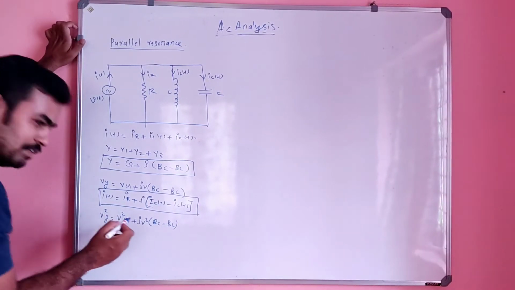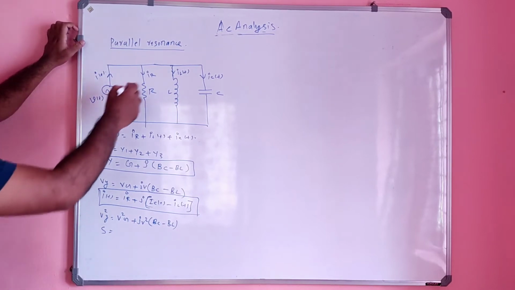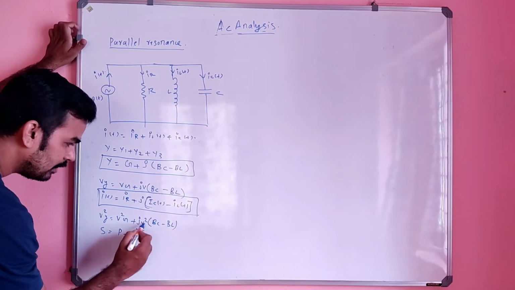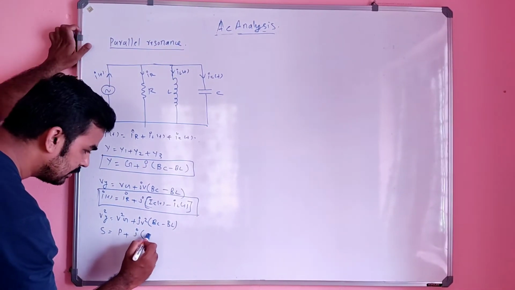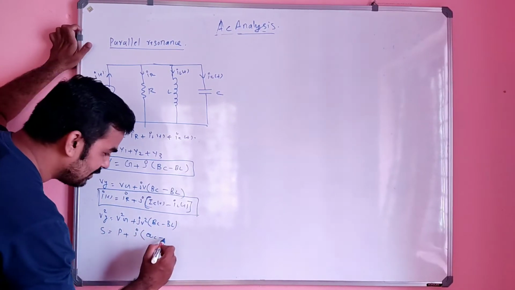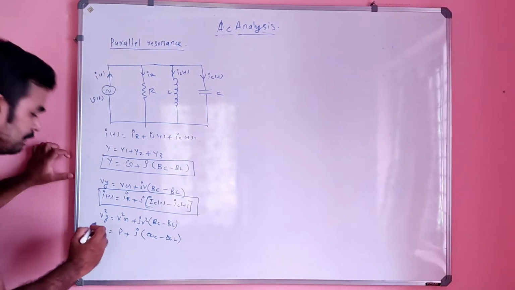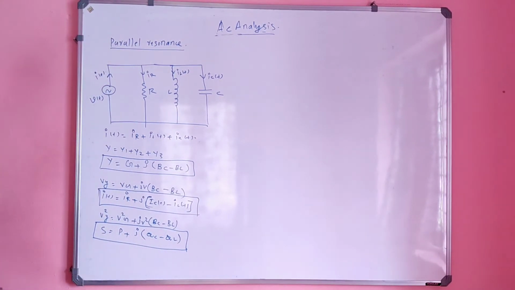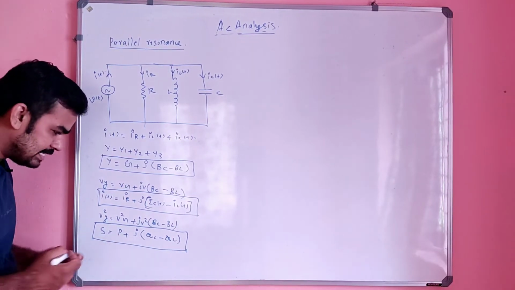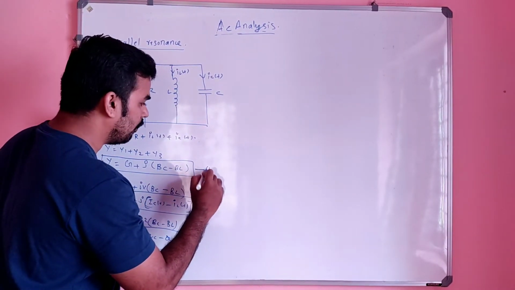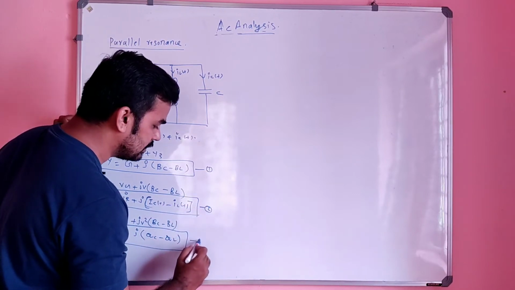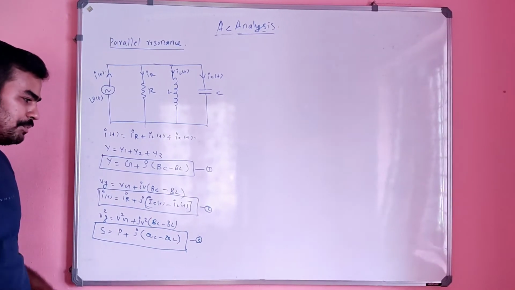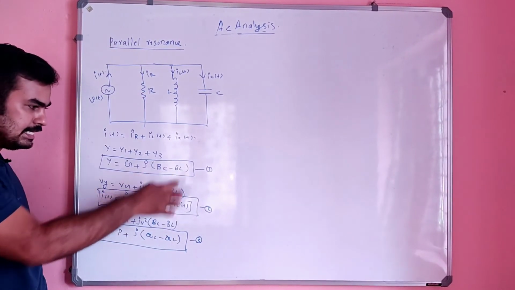Is it correct? S is equal to V square G, meaning V square by R. V square by R is nothing but the power P, plus j into V square BC, meaning QC, right? V square BL means QL. It's very important. So in a parallel RLC circuit, you have to remember these three equations all the time. Like the series RLC circuit, now you have to remember these for the parallel RLC.